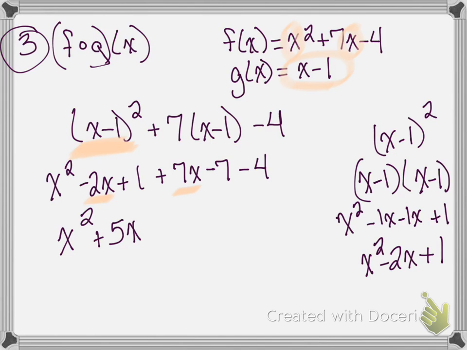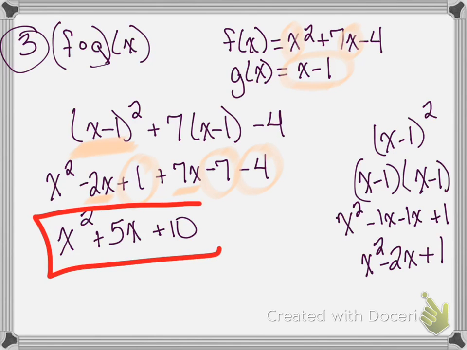Then I have positive 1, negative 7, and negative 4, and that gives me plus 10. So that is F composed of G of X, and this right here is my final answer. Okay, and you can stop me if you need to at any point.